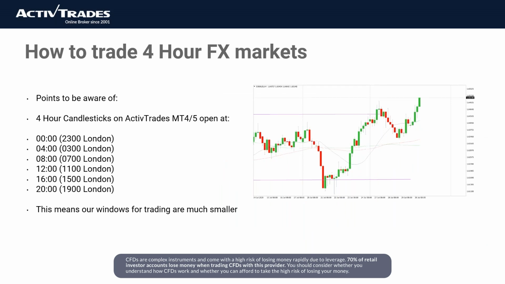So points to be aware of: the 4-hour candlesticks on the ActivTrades MT4 and MT5. What you will see is that they're at midnight, 0400, 0800, 1200, 1600, and 2000. So not unsurprisingly, there are 6 4-hour candles in a 24-hour period. Just be aware that, because of the nature of the server settings on the ActivTrades MT4 and MT5, they're an hour behind what you see there.